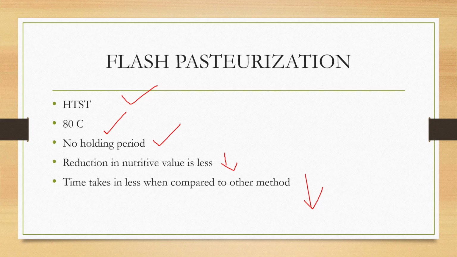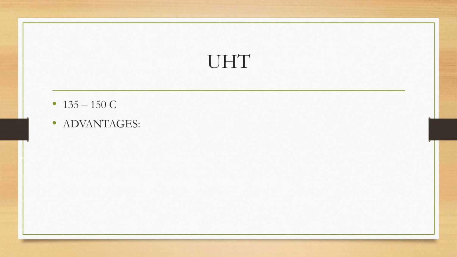Now UHT, the last process, ultra high temperature pasteurization. Here the temperature would be 135 to 150 degrees Celsius. So what is the important advantage? The advantage here is that it maintains the nutritive value, and the color and flavor are maintained similar to that of raw milk. Nutritive value, color, and flavor are also maintained in the UHT process.